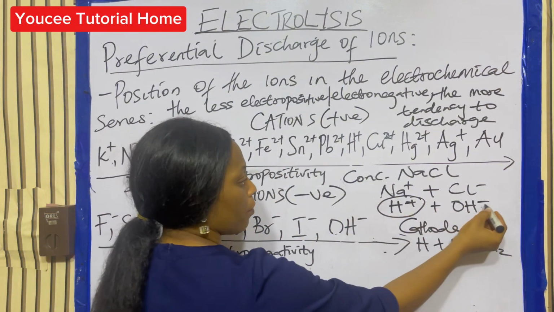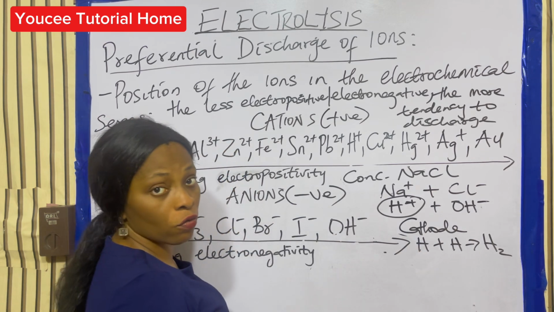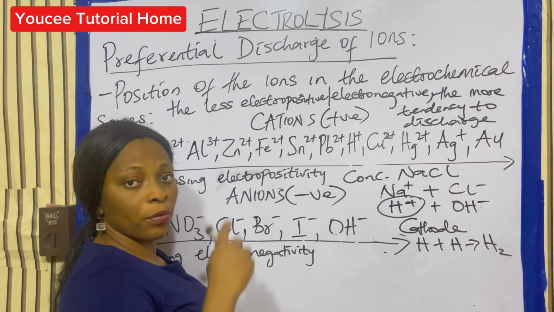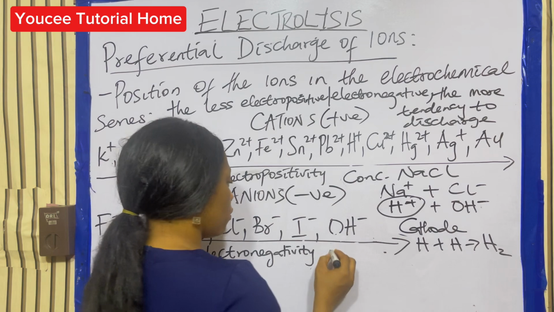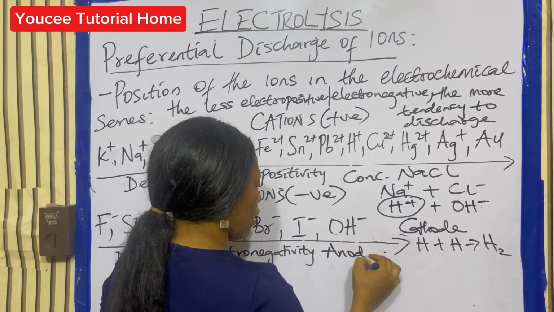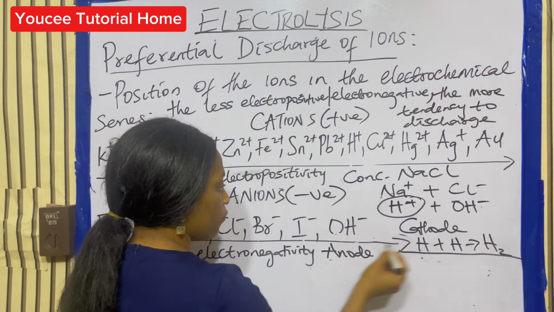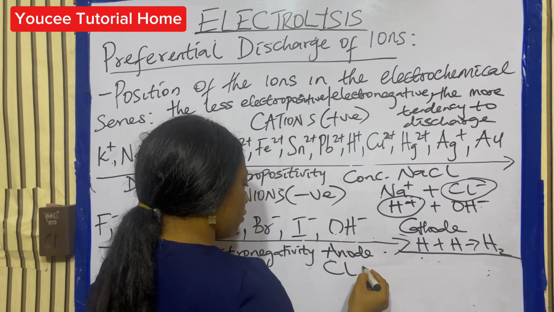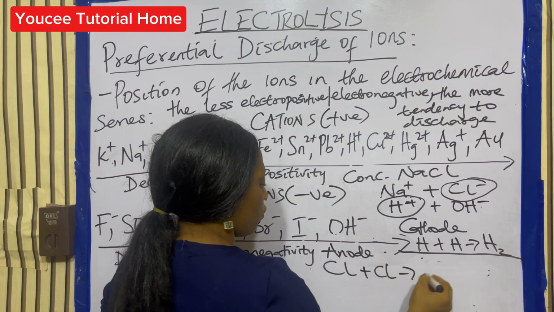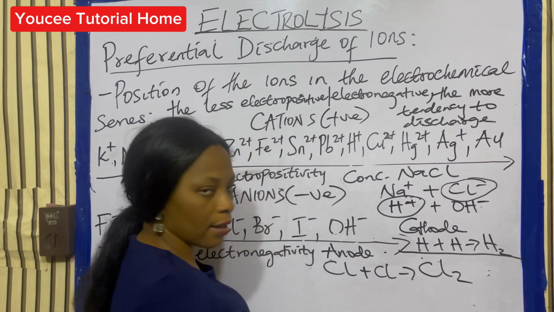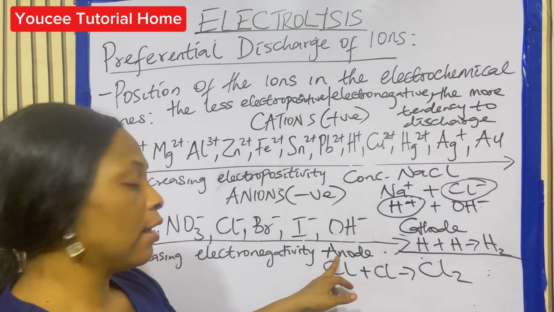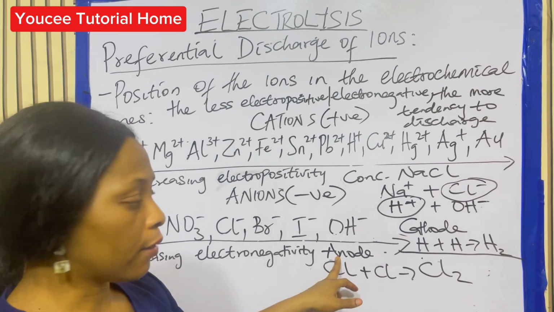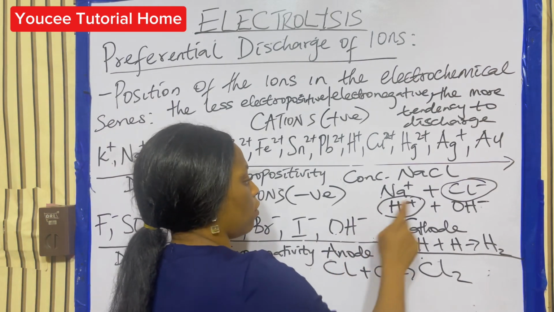So at the anode, remember this is a negative ion, so it's going to be discharged at where? At the positive, which is what? Anode. So at the anode, what is going to happen? So who is living here? Chlorine. So you have chlorine plus chlorine. That will give us what? Chlorine gas deposited at the anode. Are we together? So this has gone, this has gone.